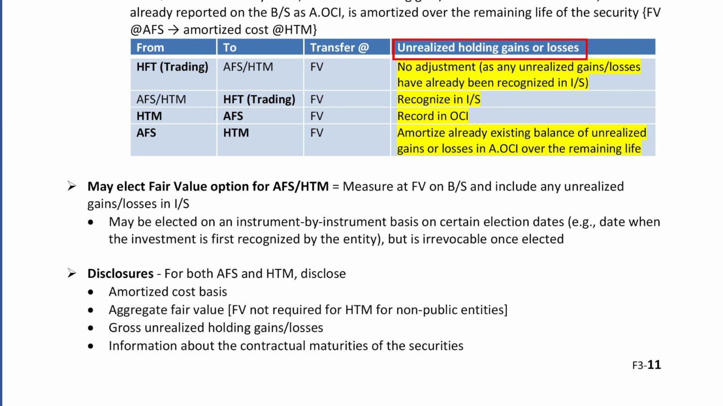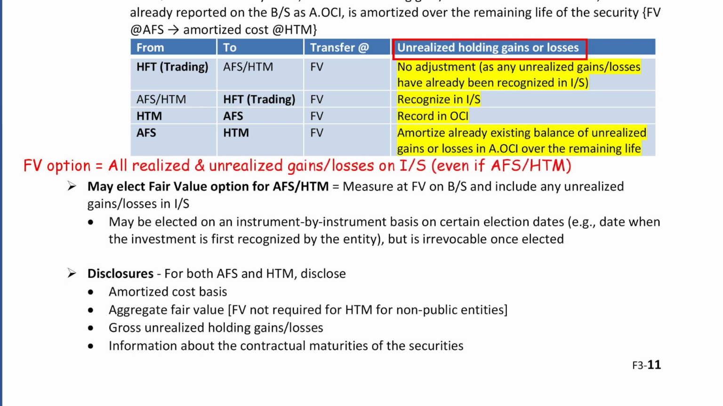And the next bullet talks about fair value option. So this fair value option can be elected for available for sale or held to maturity, where all realized as well as unrealized gains or losses go on income statement, even if AFS or HTM.